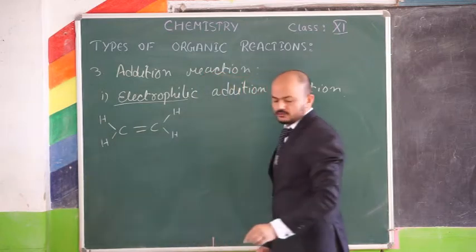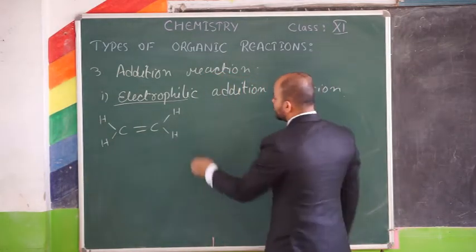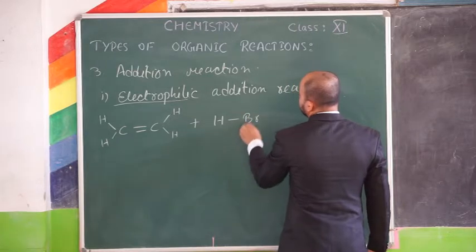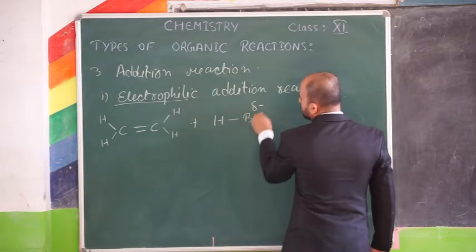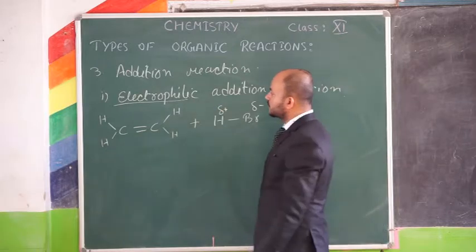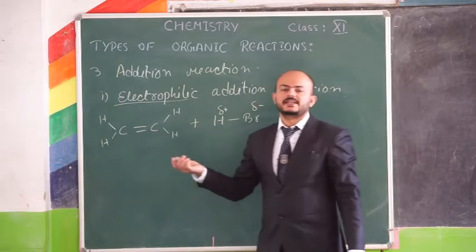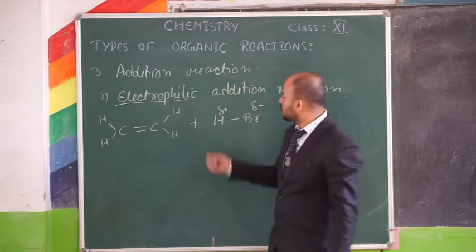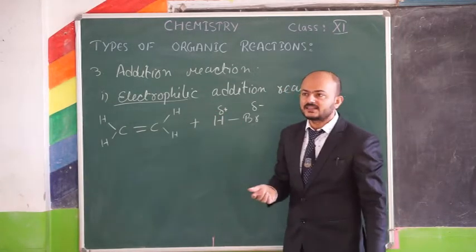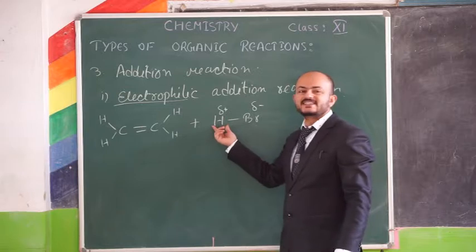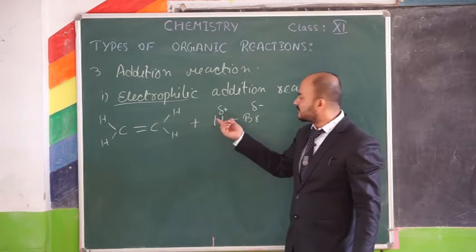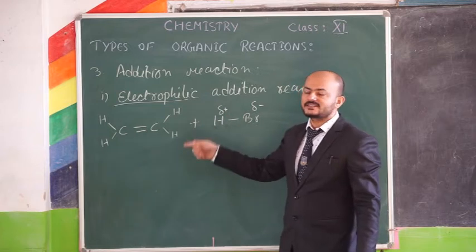Now if you are going to react it with, say, HBr, then obviously bromine is delta negative, being more electronegative, and hydrogen has to be delta positive. So here the first one to be added is the electrophile, the electron loving group. Out of these two, which one is the electron loving group? Obviously the one with the delta positive sign. So this one is going to act as your electrophile. So addition of H plus takes place first in this reaction.